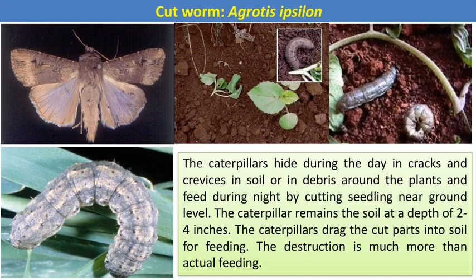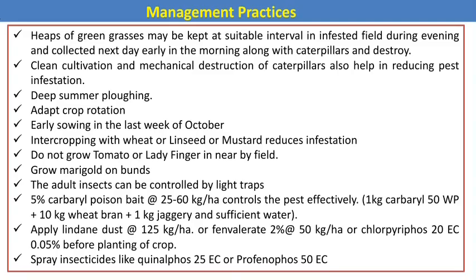Next one is Agrotis ipsilon, that is the cutworm. The name itself indicates that this is the cutworm, and it is nocturnal in habit. The caterpillar is the damaging stage. The caterpillar hides during the day in cracks and crevices in soil or in debris around the plants, and feeds during the night by cutting seedlings near the ground level. The caterpillar remains in the soil at a depth of 2 to 4 inches, and drags the cut parts into the soil for feeding, and the destruction is much more than their actual feeding.